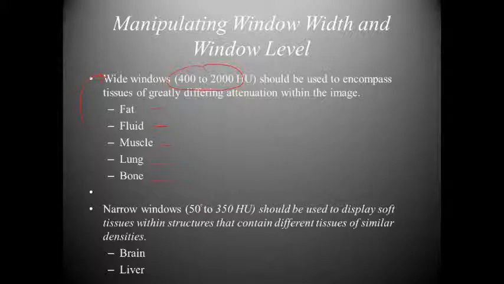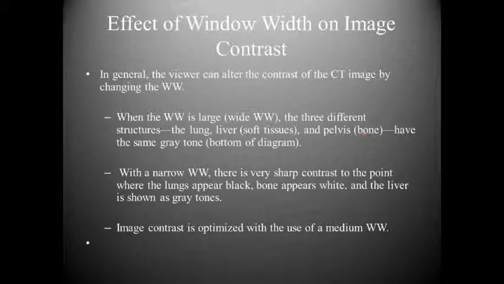Narrow windows, on the other hand, are between 5 and 350 Hounsfield units, meaning that there's a very narrow shade or a very narrow window. And it should be used to display soft tissues within structures that contain different tissues of similar densities. And this goes for the brain and the liver. So basically what you need to know is what you would use a wide window and a narrow window for, what type of scan. And if you'll notice, this wide window is going to be typically used for abdomen and pelvis.